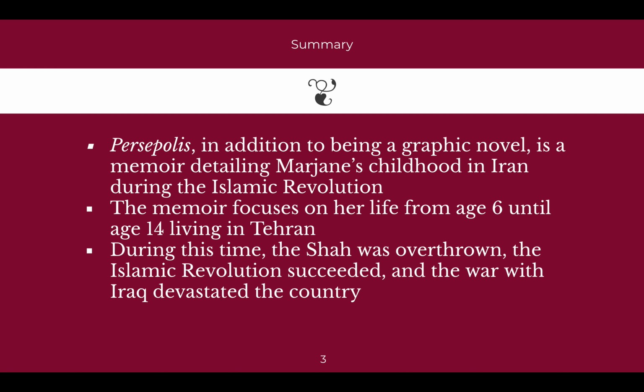And it's pretty important to have some sense of what the Islamic Revolution is and also what led into it, because a lot of Marjane's life is going to be in the forefront of this history in Iran. So the memoir is going to focus on her life from age 6 to age 14. And during this time, we have this period where the Shah is overthrown in Iran, the Islamic Revolution succeeds, and the war with Iraq devastates the country.